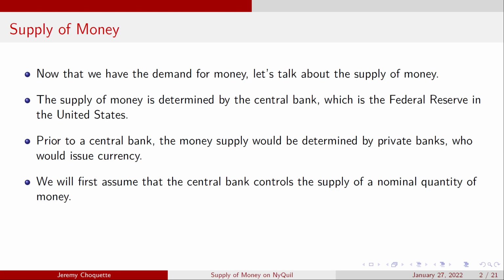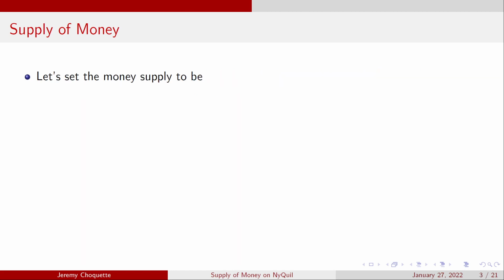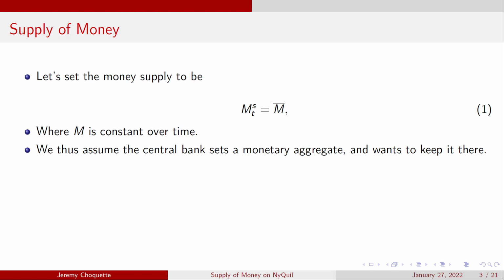So when we talk about the money supply, we're going to be assuming that the central bank controls the money supply by setting a nominal quantity of money that will be assumed to be fixed at first. But later on, we're going to relax that assumption. If you want to talk about this stuff, best to start easy. We can go a little bit more complicated from there. So let's start out with a constant money supply equal to M with a bar over it. Remember, anything with a bar over it means it's constant. It's fixed, time invariant. So M is constant over time.